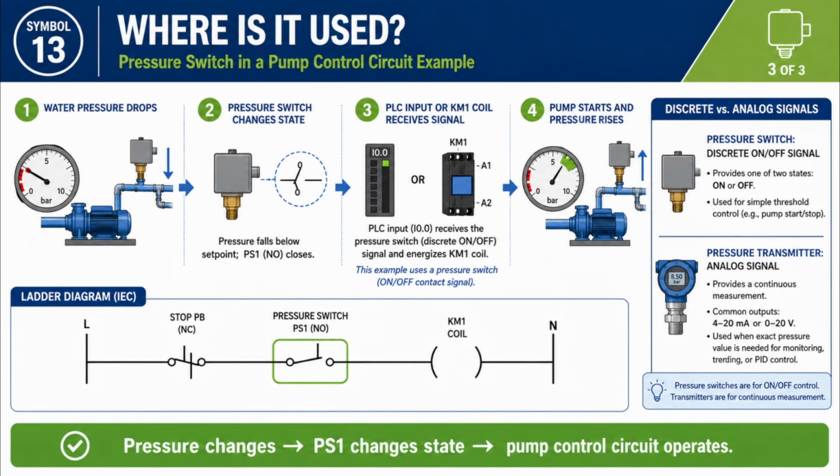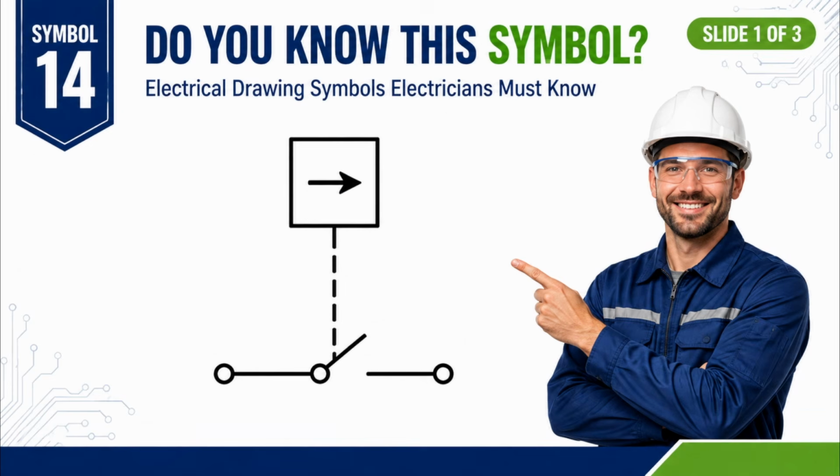Remember, a pressure switch gives a discrete on and off signal. If we need continuous pressure measurement, we normally use a pressure transmitter, which can provide signals such as 4 to 20 milliamperes or 0 to 10 volts. Now let's look at symbol number 14. You will often see this symbol in pump systems, HVAC, chillers, and industrial control circuits. Do you know what it represents? This is a flow switch.